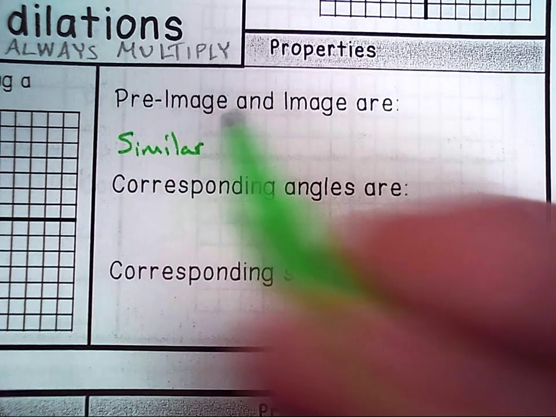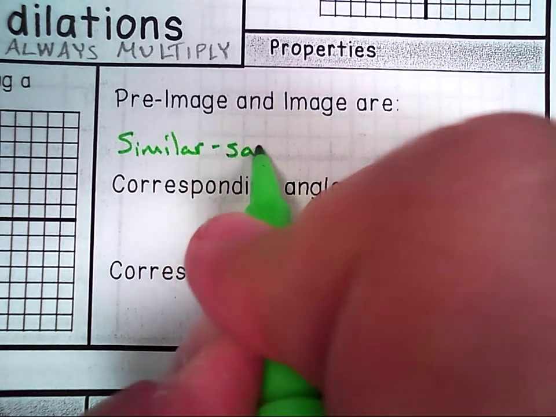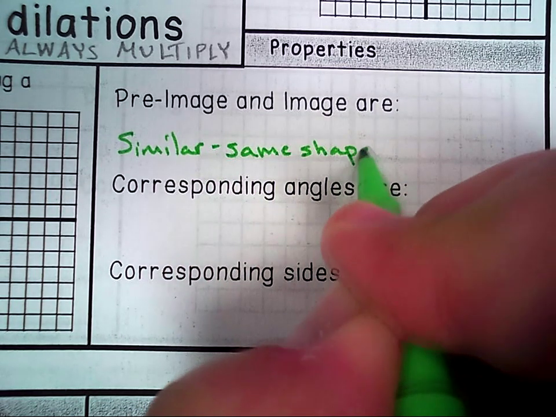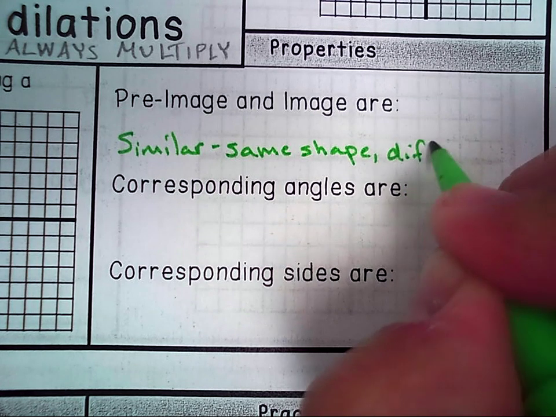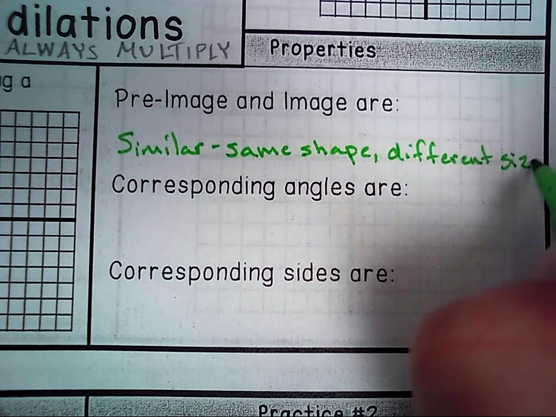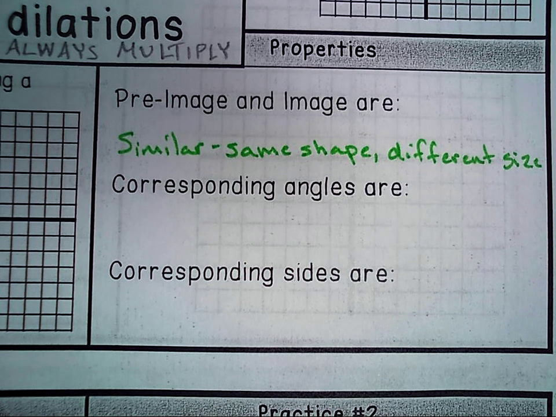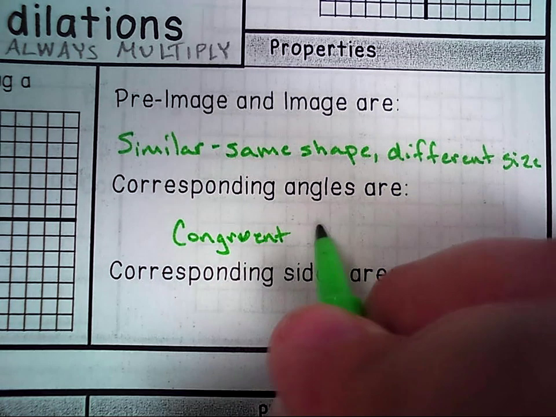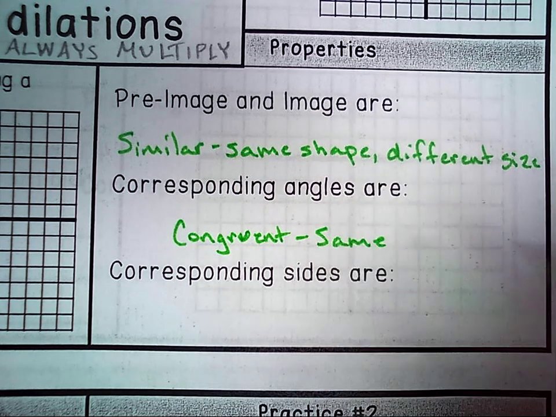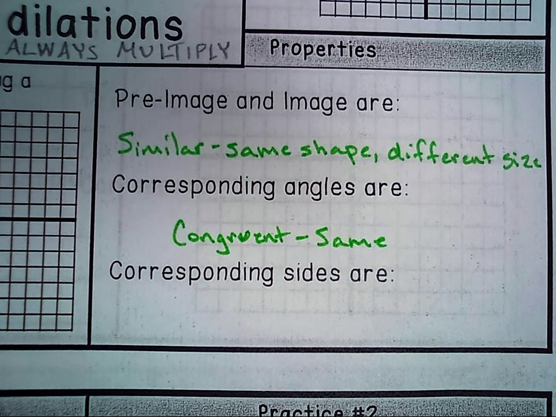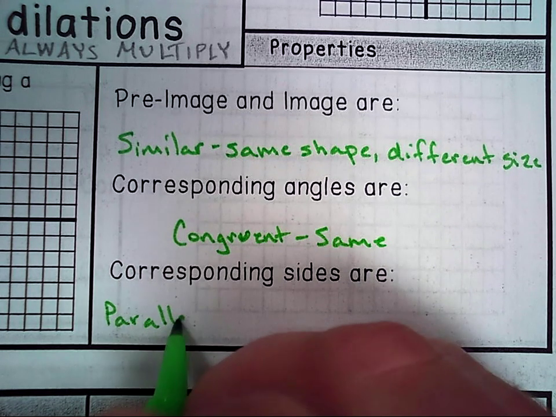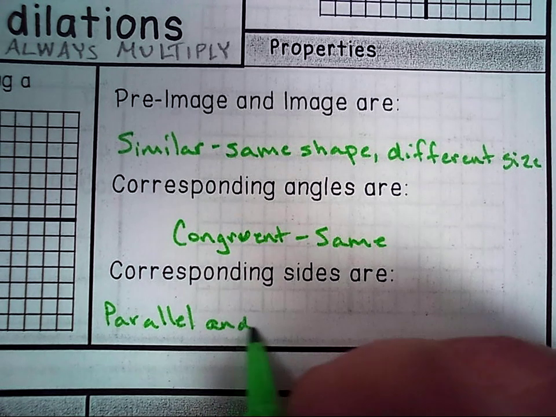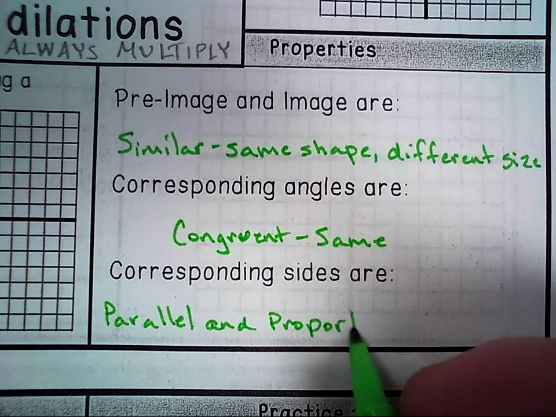They are similar, which means they are the same shape, but they are a different size. Similar, same shape, different size. The corresponding angles are congruent. This means, to simplify it for you, they are the same. Okay, and lastly, corresponding sides are parallel and proportional in length.